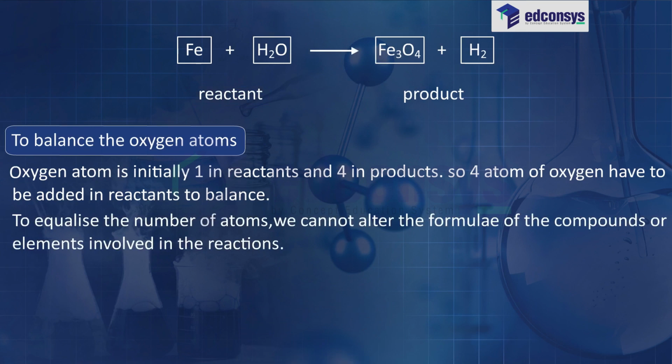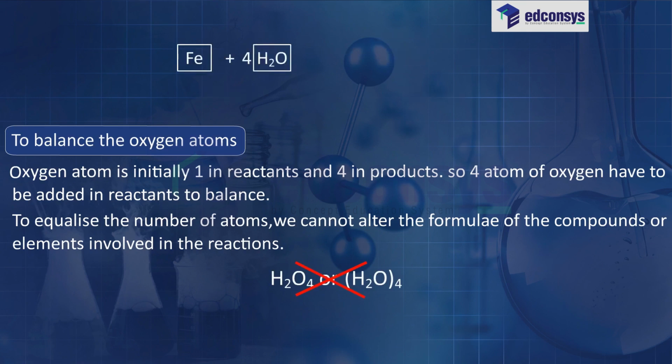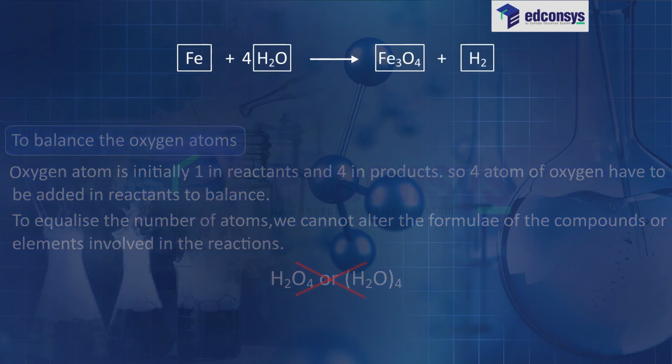To equalize the number of atoms, we cannot alter the formula of the compounds or elements involved in the reaction. For example, to balance oxygen atoms, we can put coefficient 4 as 4H2O and not H2O4. Now the partly balanced equation becomes Fe plus 4H2O gives Fe3O4 plus H2.